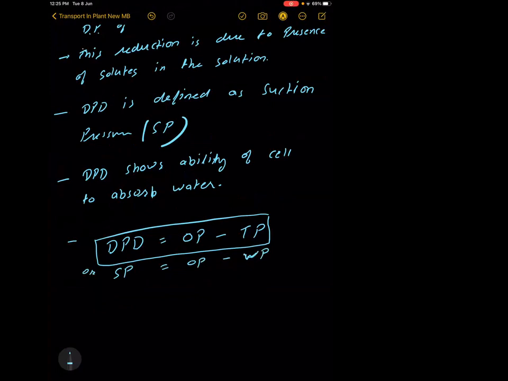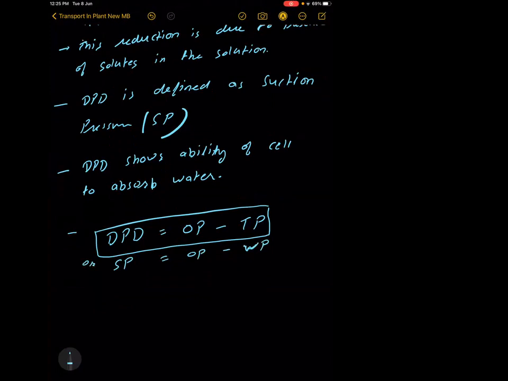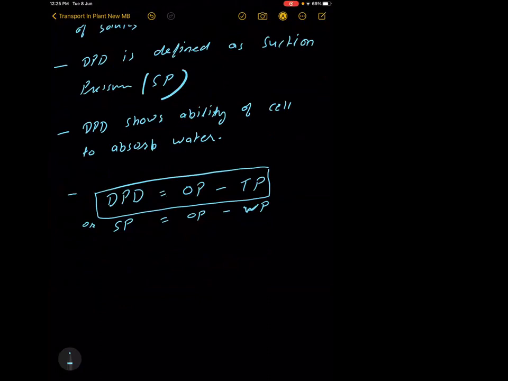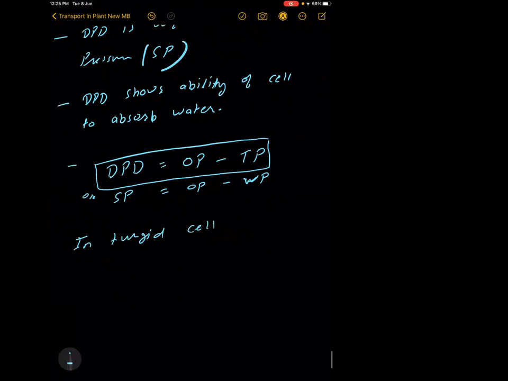So suppose one cell is a turgid cell. What will be the DPD in a turgid cell? Any guess? 0. In a turgid cell, as we know, the turgor pressure is equal to OP. So OP is equal to TP. The relation is DPD is equal to OP minus TP, so DPD is also 0.